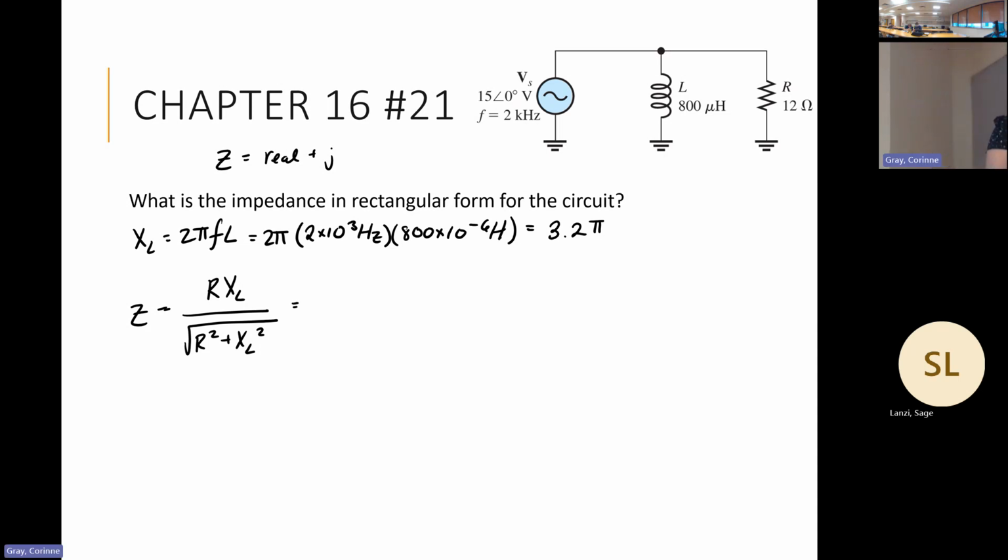When I solved for my XL value here, you may have noticed I left it as 3.2 pi. This is because I don't want to drag around the decimal points when plugging that in. That is fine for when you're doing the work, but at the end it should not have pi in your answer. It's going to start at a polar form and then we're going to convert it into rectangular. We don't have a direct way to just write out that value at this time.